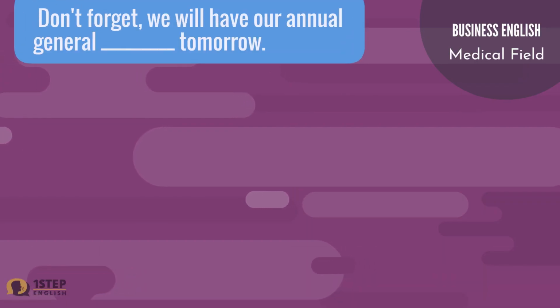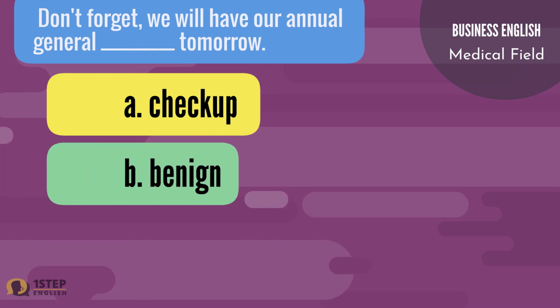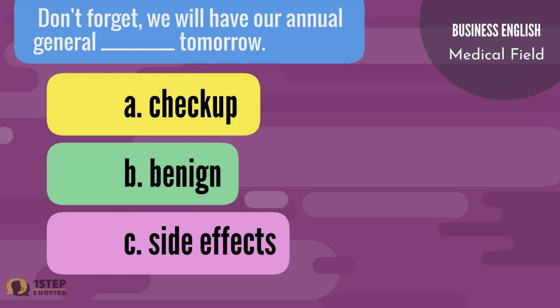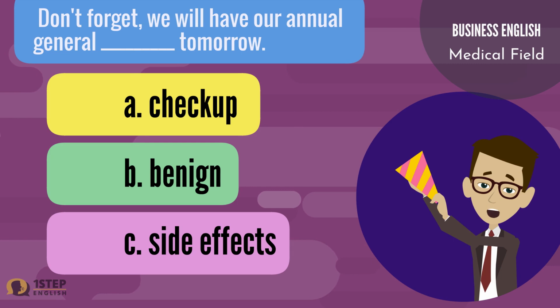Don't forget, we will have our annual general tomorrow. Letter A. Checkup. Letter B. Benign. Letter C. Side effects. The correct answer is letter A. Checkup. Don't forget, we will have our annual general checkup tomorrow.